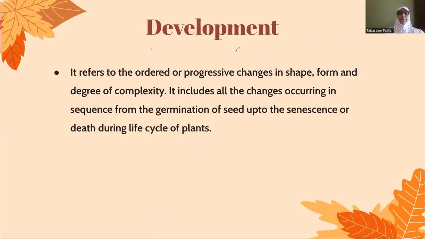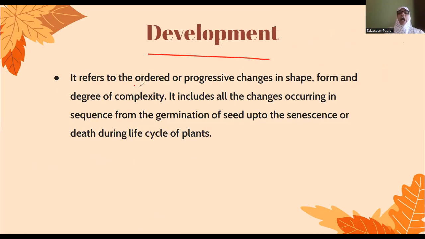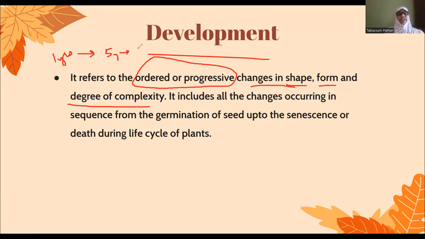So when we talk about development, what do we mean by development? It's nothing but a progressive or ordered change that takes place in a stepwise manner with respect to its shape, size, form, and degree of complexity. Like if a human individual goes from being a 1 year old toddler, to a 5 year old, then to a teenager of 12 to 15 years of age, then he or she enters the adult stage. So, ordered and progressive changes.